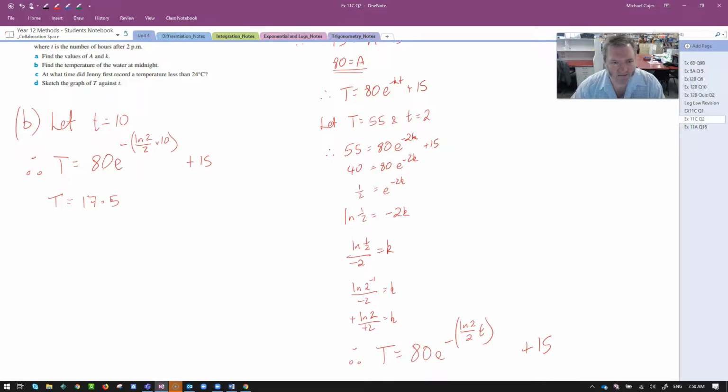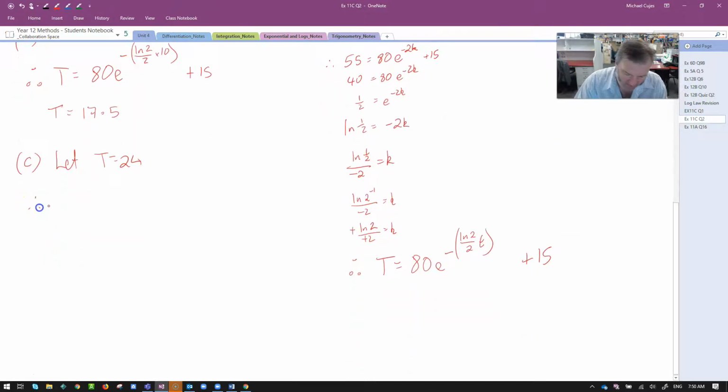Part C. At what time did Jenny first record a temperature less than 24 degrees? Well, let's go to part C, and I'm going to let capital T equal 24. Therefore, 24 is equal to 80 e to the negative ln 2 over 2 times t plus 15. Rearranging time, let's subtract that 15 first. That's going to leave me with 9 equals 80 e to the negative ln 2 over 2 t.